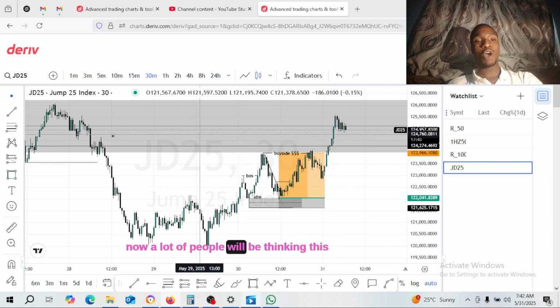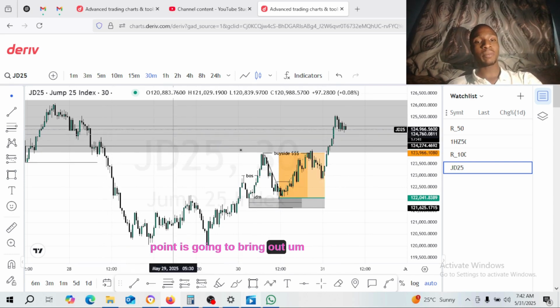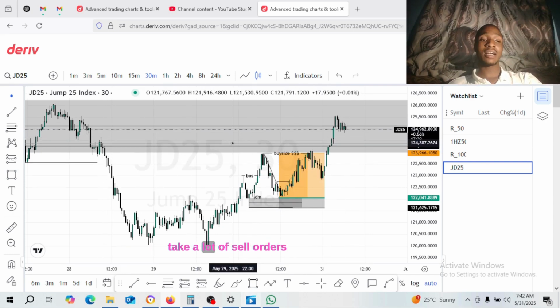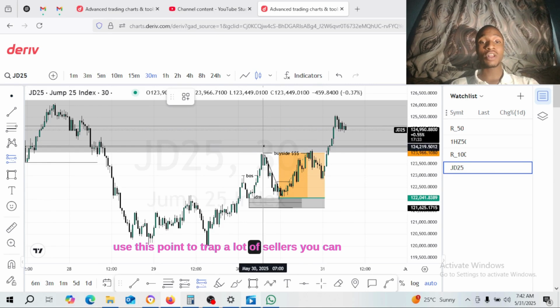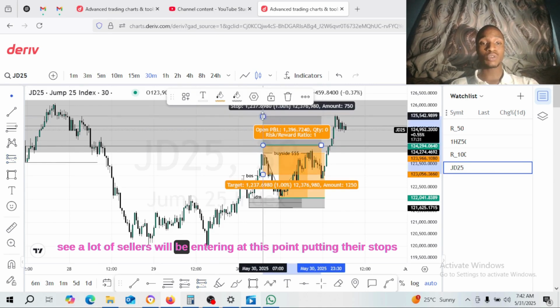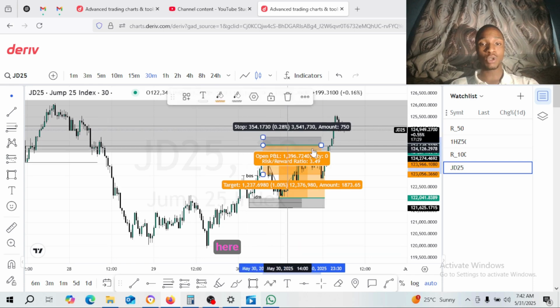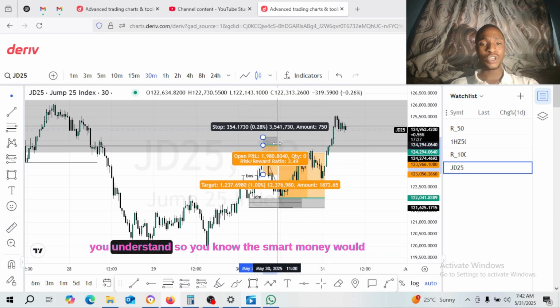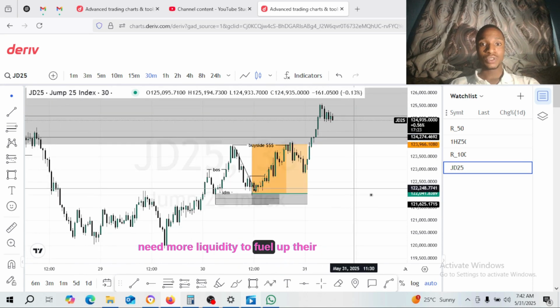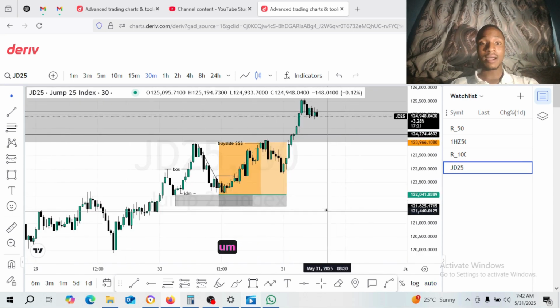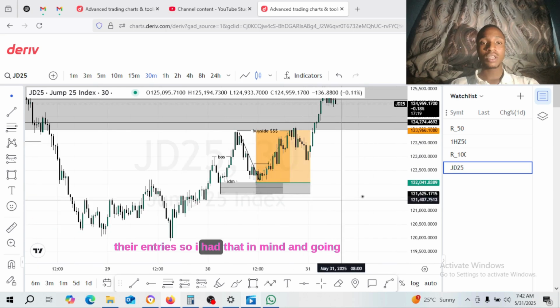Now a lot of people will be thinking this point is going to bring out a lot of sell orders, but no, I knew the smart money was going to use this point to trap a lot of sellers. You can see a lot of sellers will be entering at this point, putting their stops here. Do you understand? So the smart money would need more liquidity to fuel up their entries. So I had that in mind.